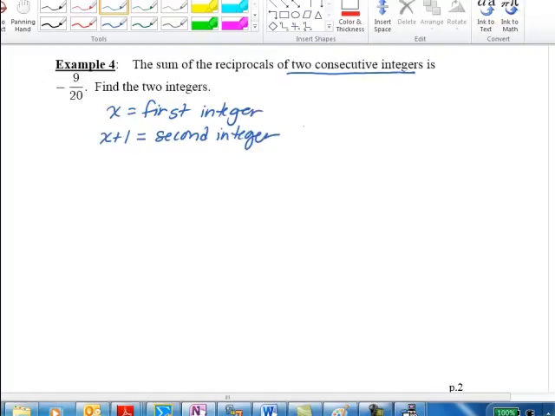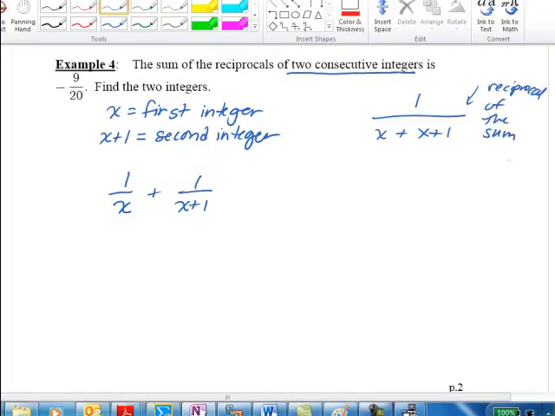And it's saying we're supposed to add the reciprocals. So the reciprocal just means 1 over, and it says we're adding them separately, so one reciprocal plus the other reciprocal. So we want to do 1 over x plus 1 over x plus 1. So notice you don't want to do this. That's a different thing, that would be the reciprocal of the sum. And that's not what we want. We want the sum of the reciprocals.